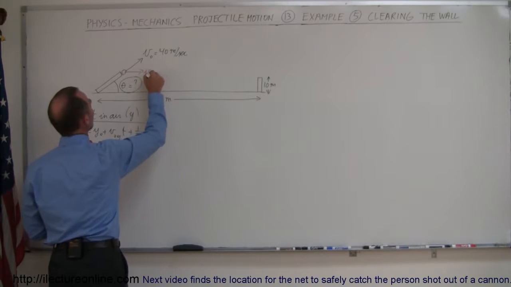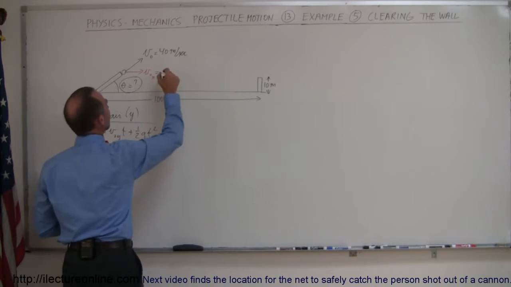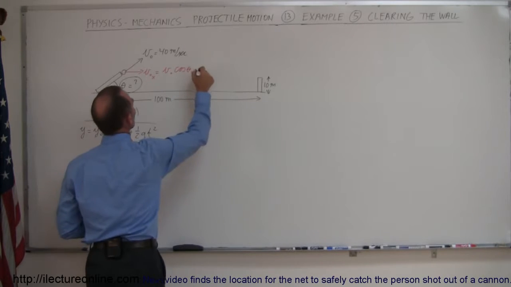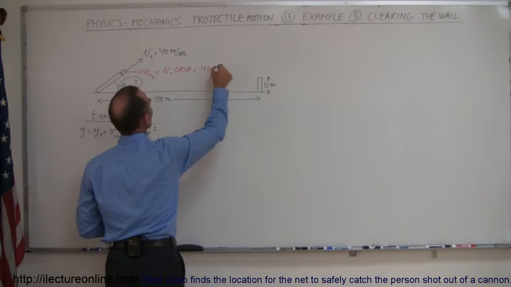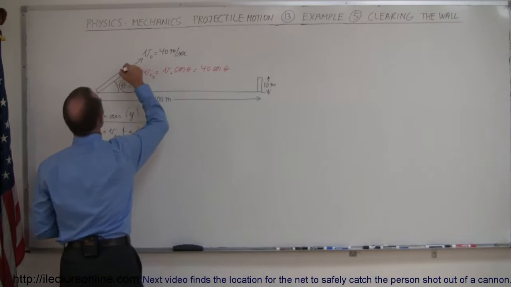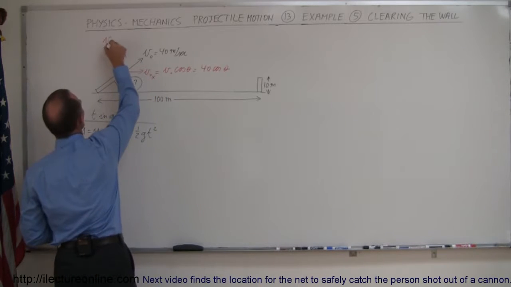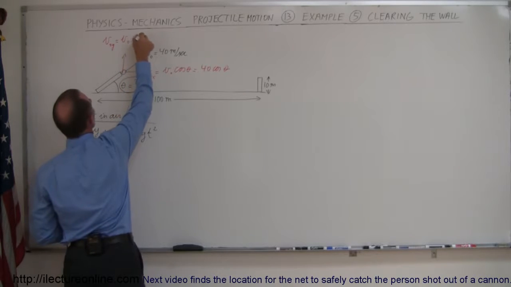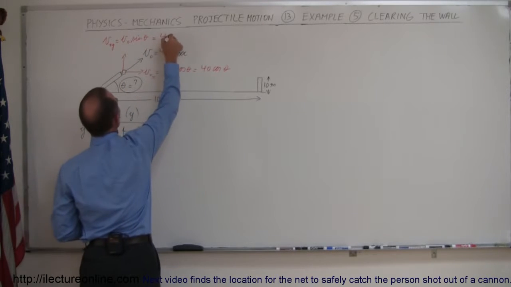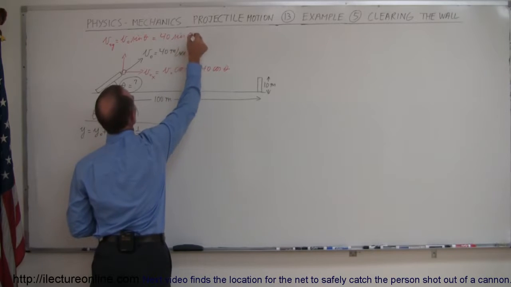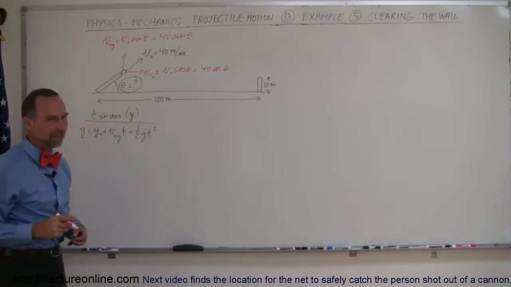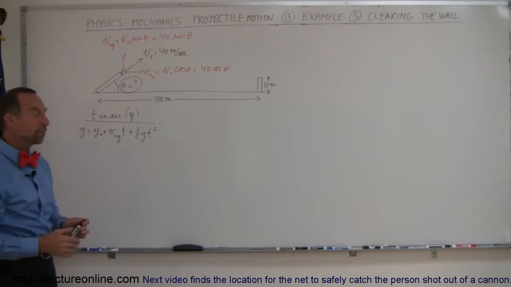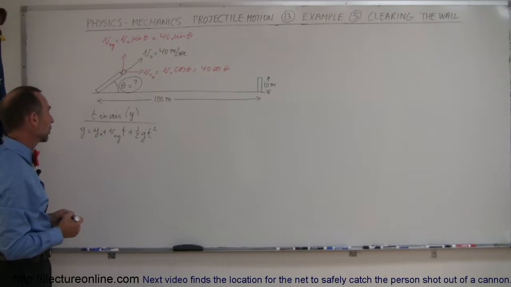So the initial velocity in the x direction is going to be equal to v initial times the cosine of theta, which in this case is going to be 40 times the cosine of theta. And in the y direction, we could say v initial in the y direction is equal to v initial times the sine of theta. And of course, in this case, it's 40 times the sine of theta. Okay, and of course, the 40 means 40 meters per second. We're going to leave the units off because it makes it a lot cleaner to work with the problem.